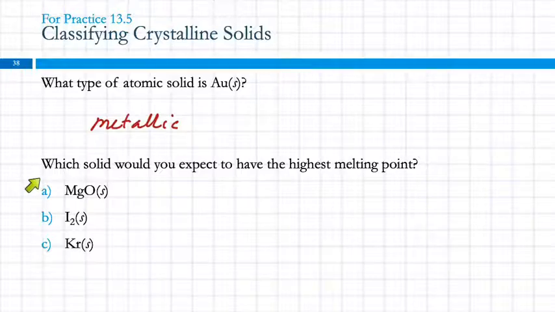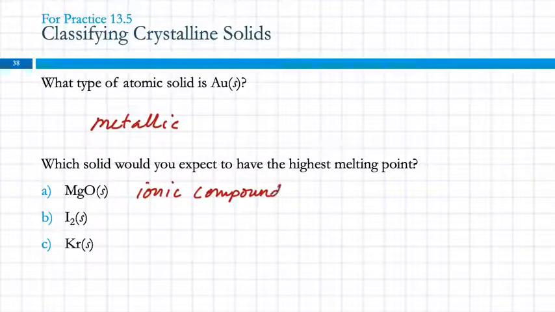Another sort of question, which solid would you expect to have the highest melting point? Well, again, we need to look at the things that were given here and see what kind of things they are. So here we've got magnesium oxide. What kind of a compound is that? It's ionic, right? Magnesium and oxygen. So this is an ionic compound. Ionic compounds are ionic solids.